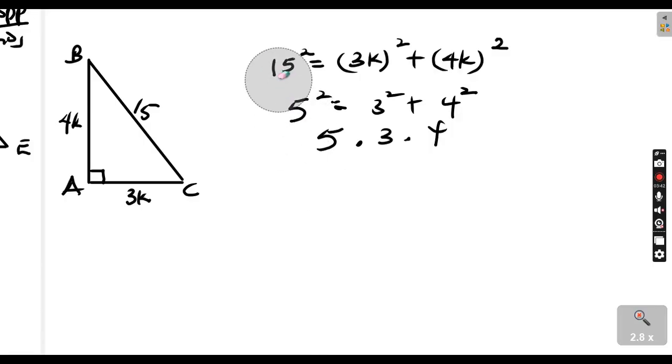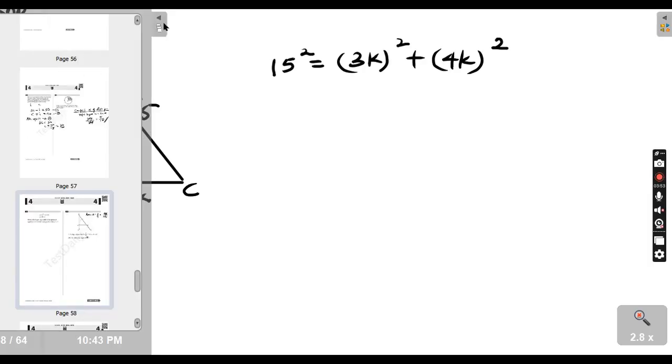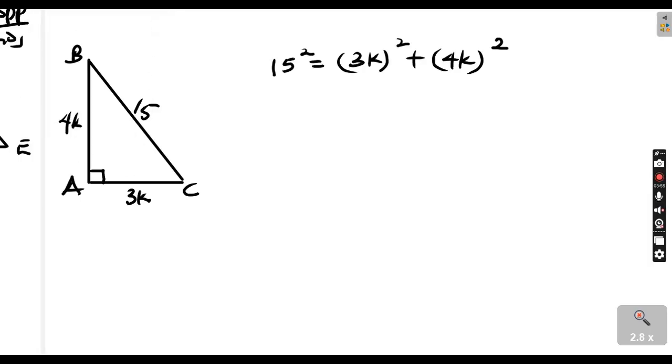What does it take for 5 to become 15? That is 3. 5 times 3 will give us 15. So it means that we need to multiply each of these by 3. So if I'm multiplying 3 by 3, this side here will be 9. And this side here will be 4 times 3, that is 12.